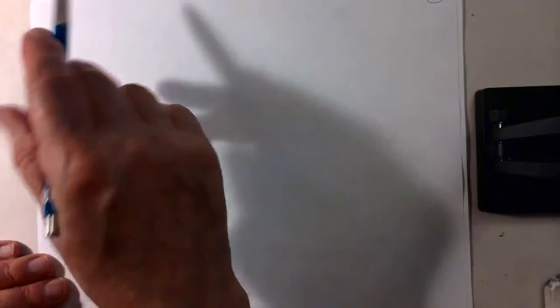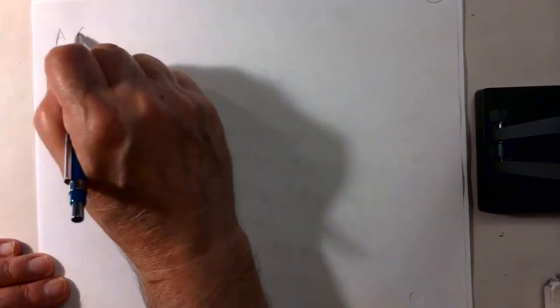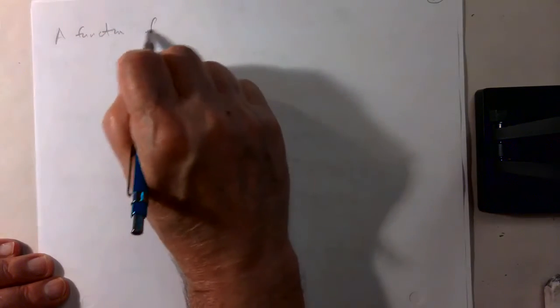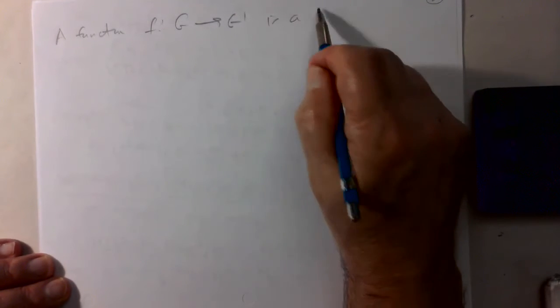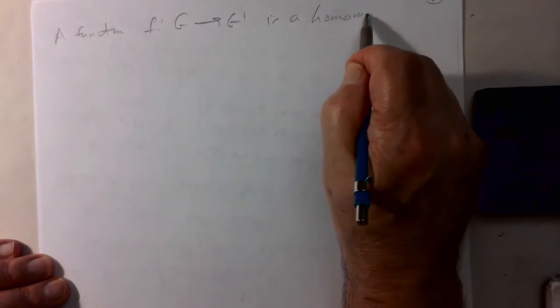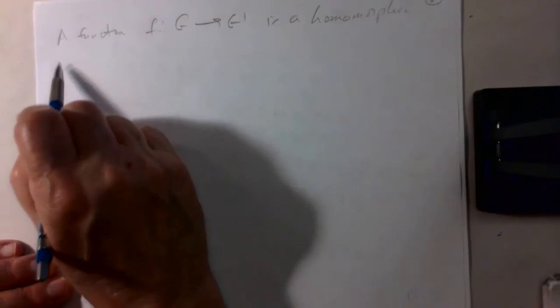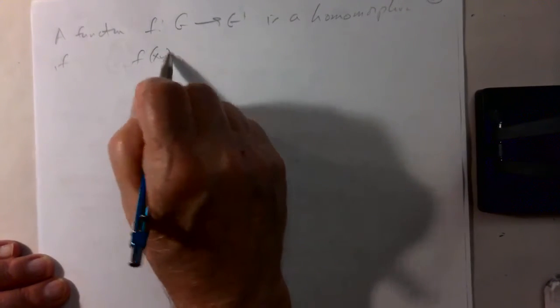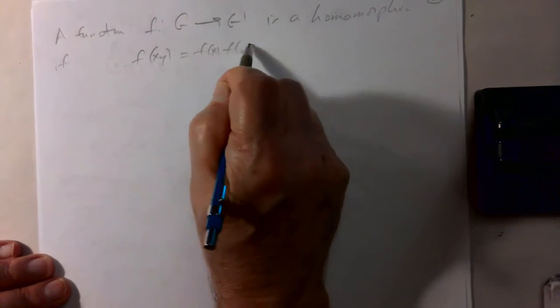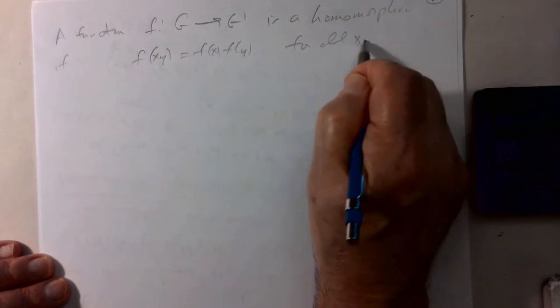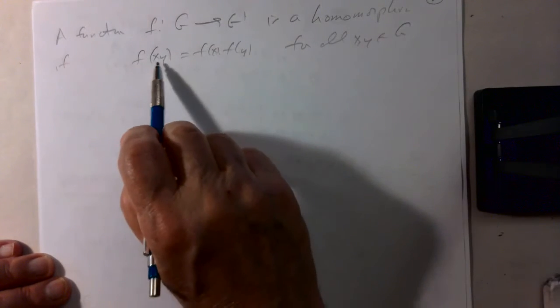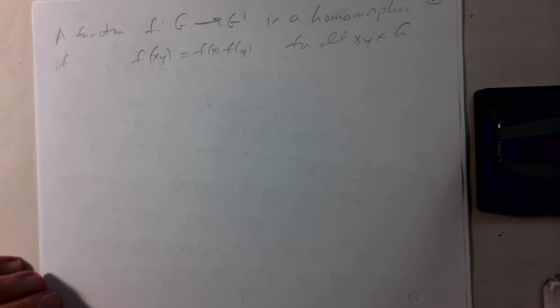Let's define a homomorphism of groups. A function f from a group G to a group G prime is a group homomorphism, or just a homomorphism for short, if the following is true: f of x times y is f of x times f of y for all x and y in the group. Again, here I'm writing both groups multiplicatively, and I've already written down what this equation would look like if G or G prime or both were additive.